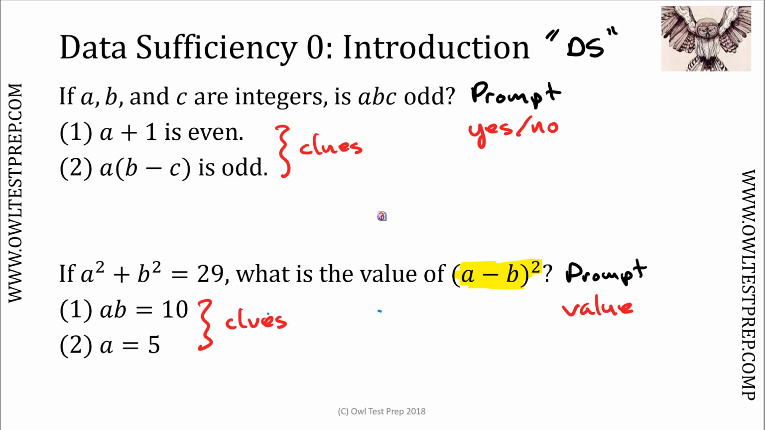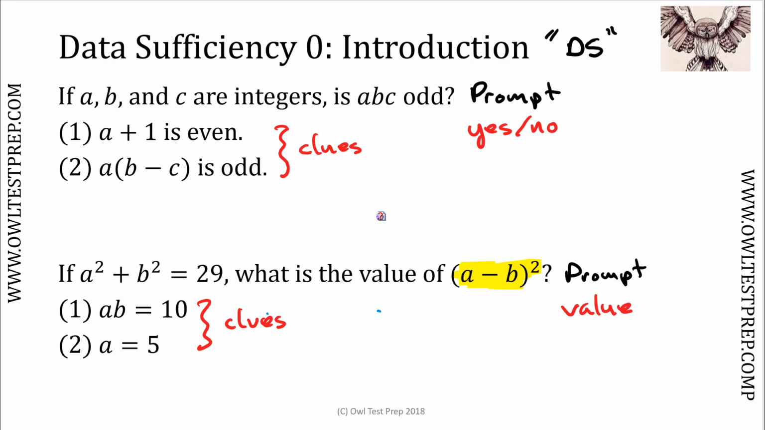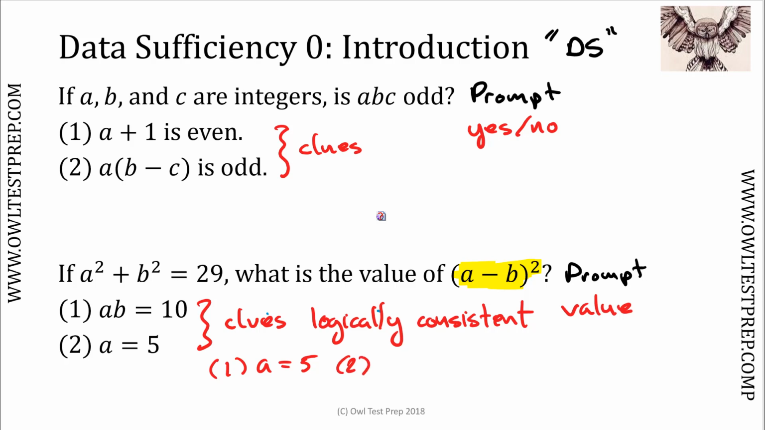Now, in value questions, it's important to know that the clues are always logically consistent. So you can't have like a clue number 1, a equals 5, and clue number 2, a equals 4. This can help when you're doing the questions, and we'll get into the nuances of how to use that to your advantage in later, more advanced videos.